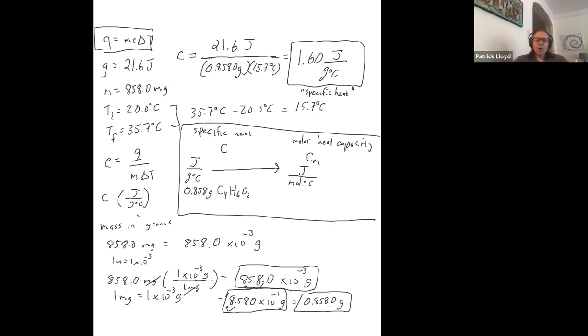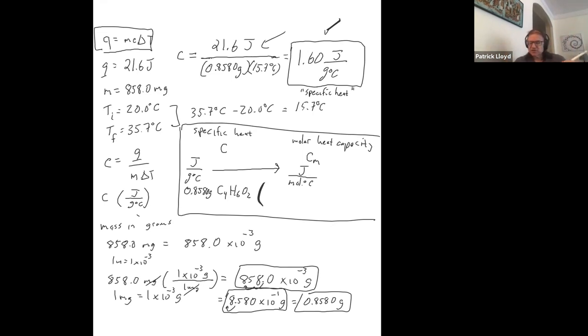Okay, so all I'm going to do is convert that to moles. I'm going to convert the 0.8580 grams to moles by dividing by the molar mass. And then instead of dividing by the mass, as I did up here, I'm just going to divide it by moles. That's all we got to do. That's the only thing that's different. This calculation here wasn't necessary. I just wanted to show you as a review how we would get the specific heat.